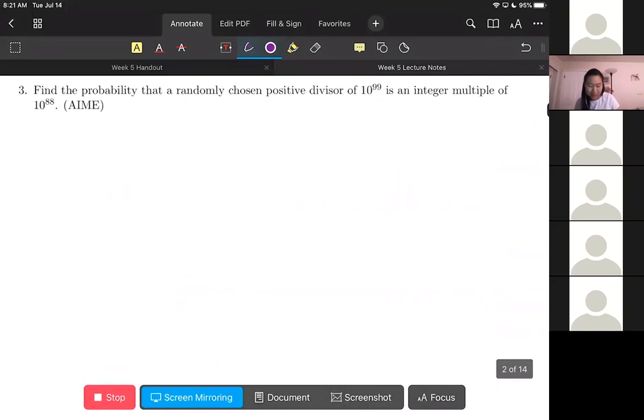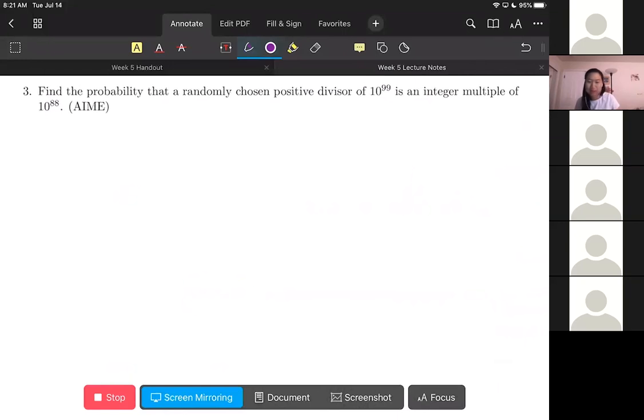So here's another one that uses a little bit of number theory. I want to pick some examples where you can see where probability and counting will intersect with some of the other math that you're learning in Matthew's classes. So this question says, find the probability that a randomly chosen positive divisor of 10 to the 99 is an integer multiple of 10 to the 88.